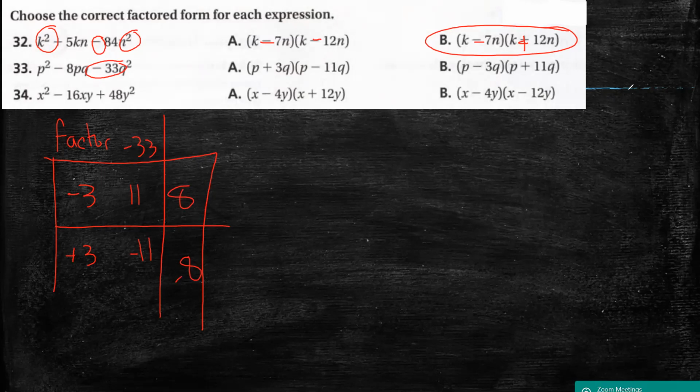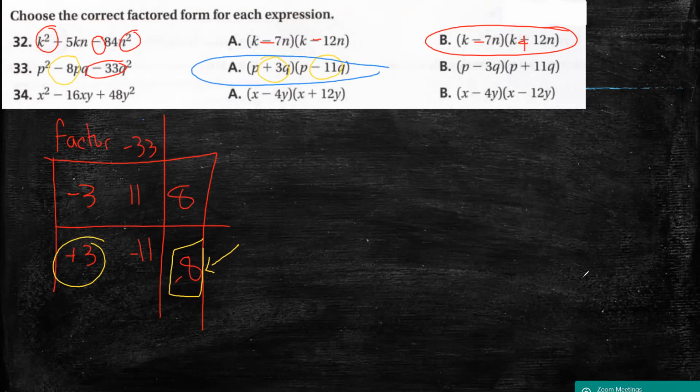So which one has a negative 8? Why negative 8? Because here we have a negative 8. I will look at the ones that have negative 8. It has to be positive 3, negative 11. So what is the correct answer? Yes, A. Thank you.